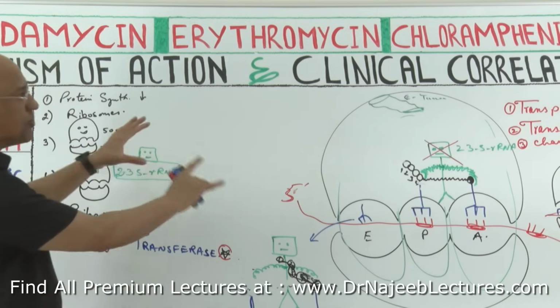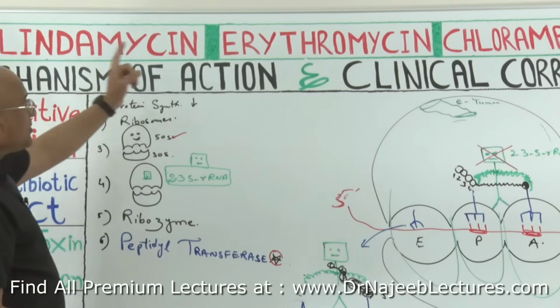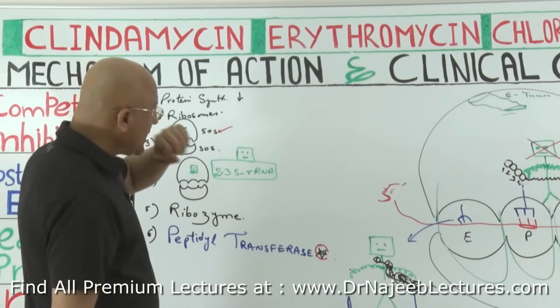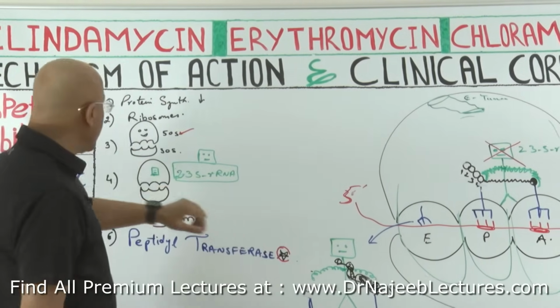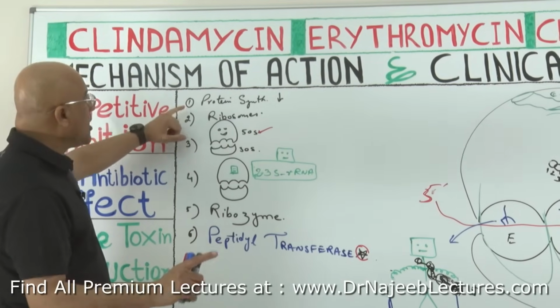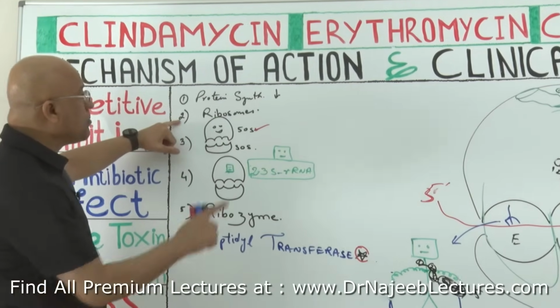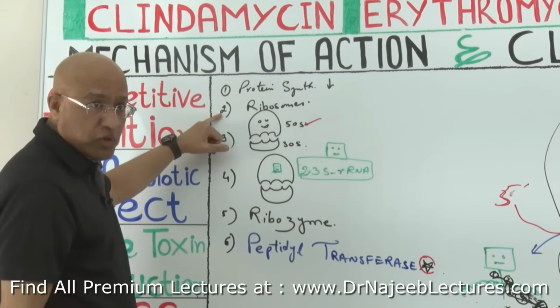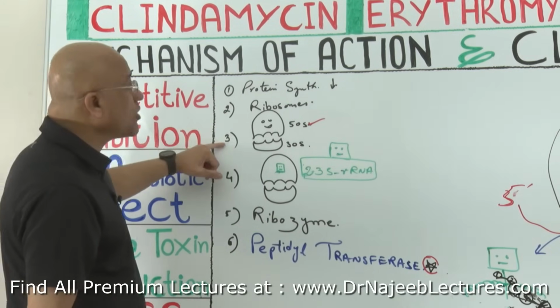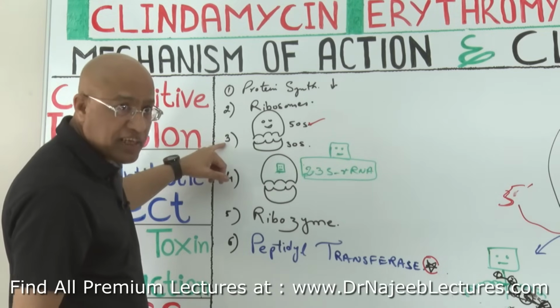Up to now, the common thing: clindamycin, macrolides and chloramphenicol, all of them, when they are working on the susceptible bacteria, reduce the protein synthesis. How do they reduce the protein synthesis? By disrupting the functions of prokaryotic ribosomes in susceptible bacteria. Where in the ribosome do they work? On the bigger subunit, which is the 50S subunit.